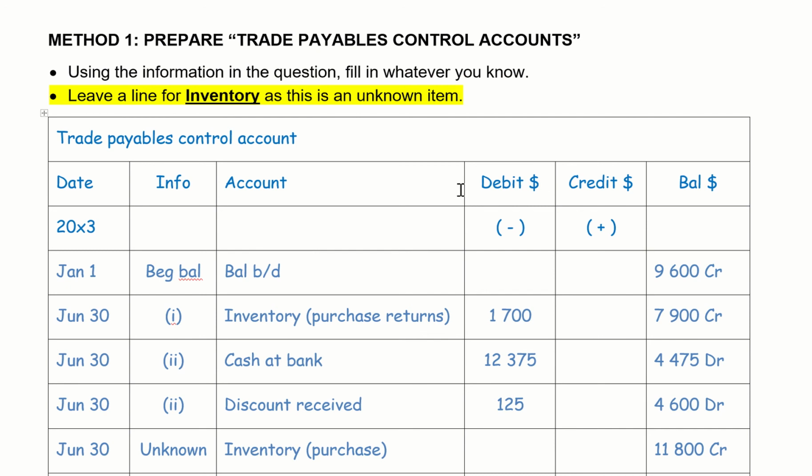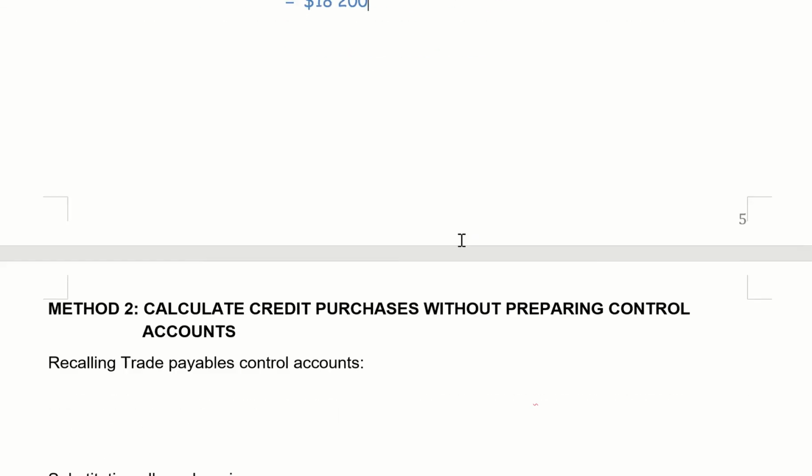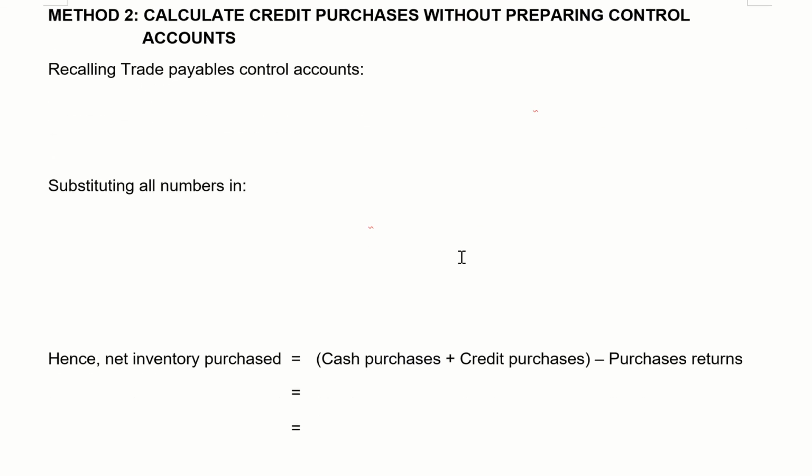What if, like the previous sales revenue, I don't want to prepare a trade payable control account? Well, same thing, you can just calculate the credit purchases without preparing the control accounts. But remember, if you write something wrongly, then the repercussions are quite severe. So if you don't want to prepare the control accounts, you still need to remember your trade payable control accounts because it will help you.